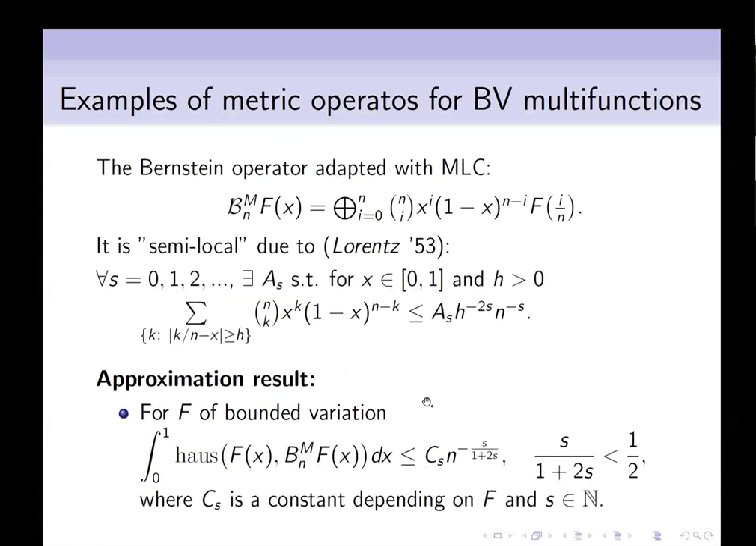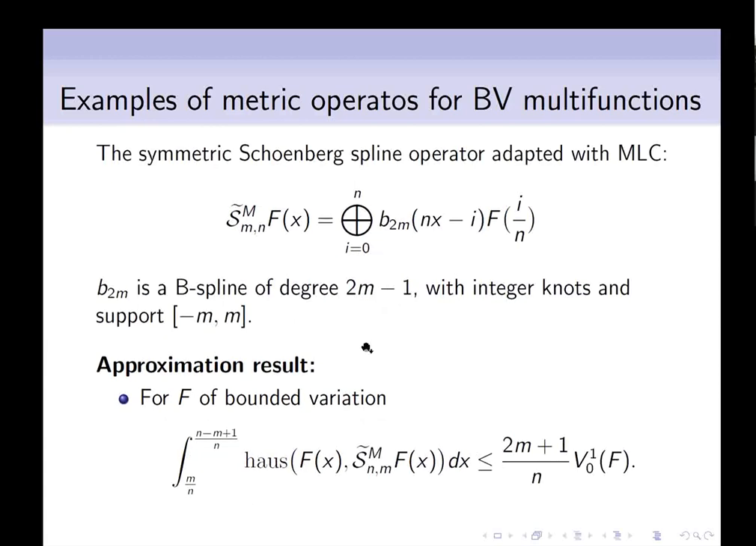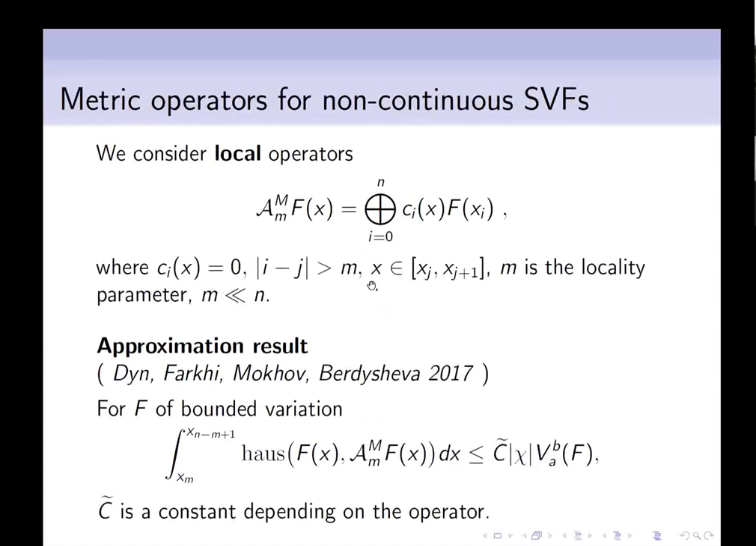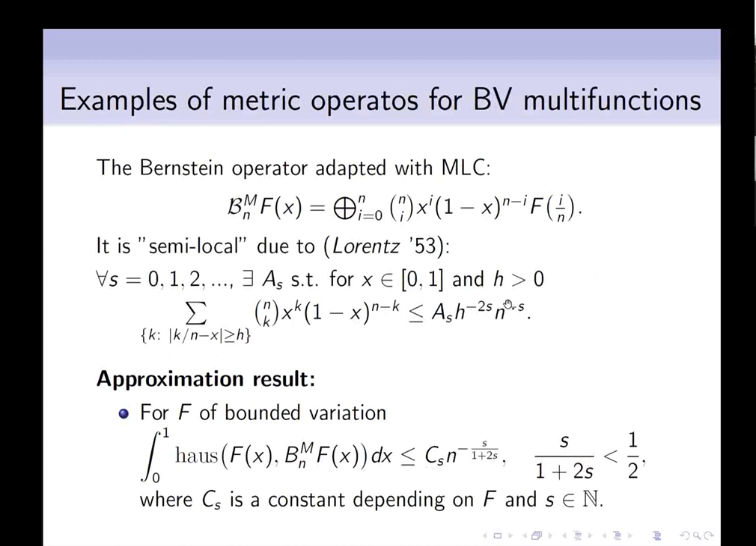Okay, the second example, which we consider, is the Bernstein polynomial operators. Again, here is its definition. These operators are not local, but they do have a certain localization property due to the following result of Lorentz. The coefficients are not zero in this operator, but they are small, so we can control these coefficients. And also for this case, we have the approximation results, where n is some natural number.